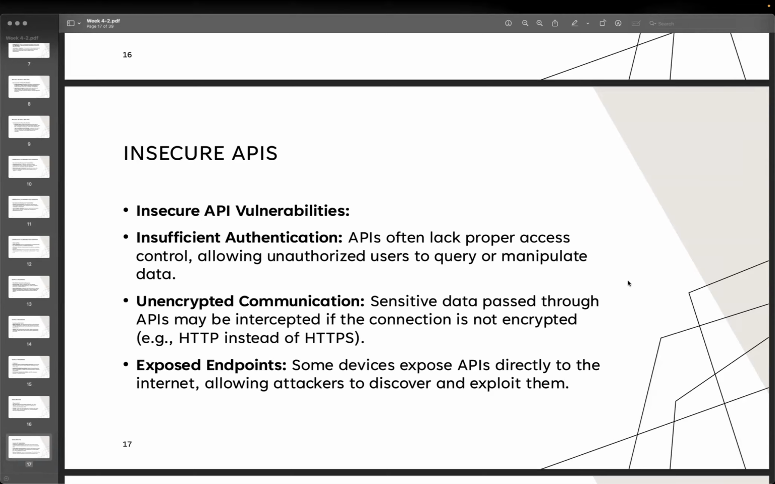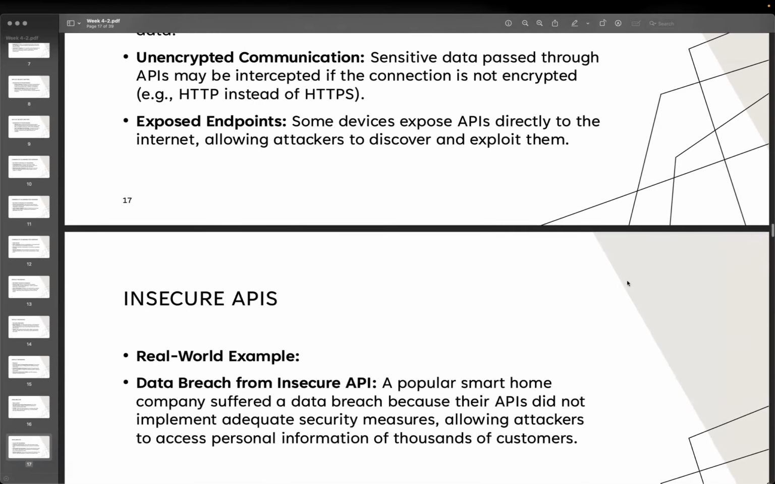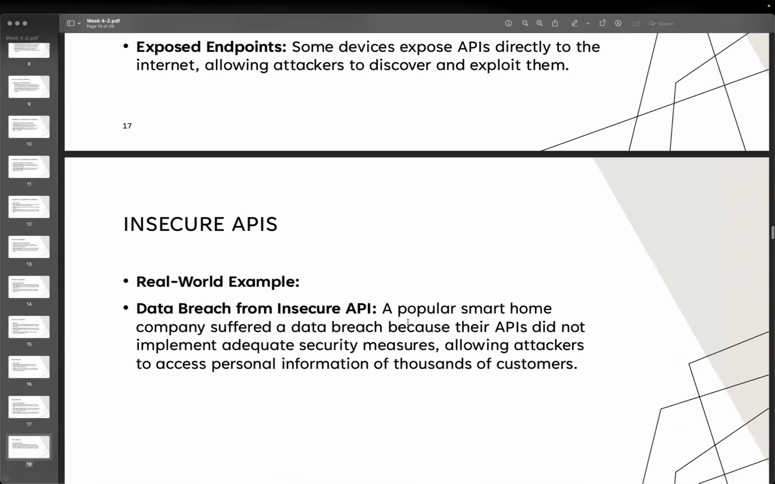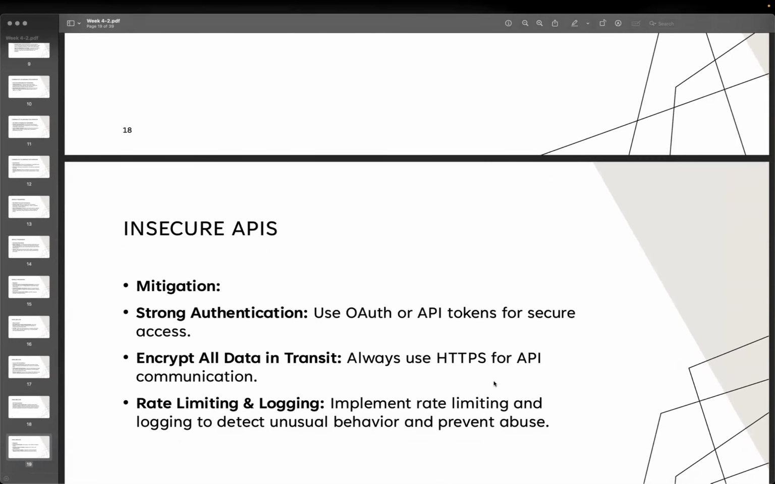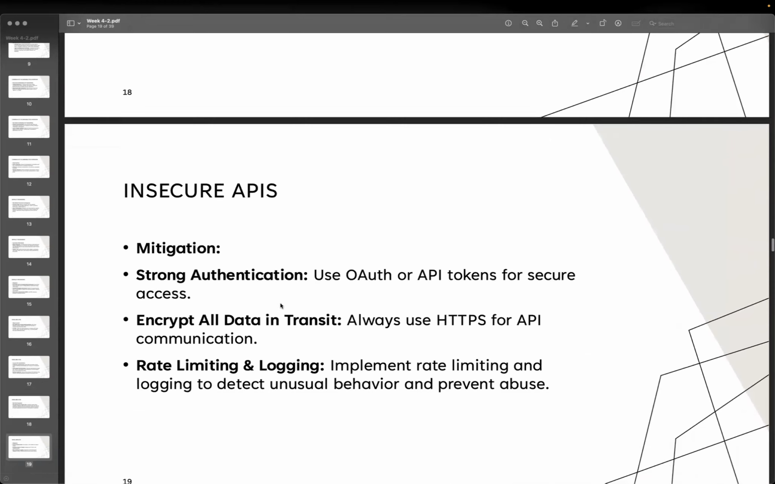And then next is exposed endpoints, because if they aren't secured, the API is exposed directly to the internet, so an attacker can discover all the endpoints directly. There was a pretty common, popular smart home company that suffered a breach because their API didn't implement adequate security measures, so attackers accessed the personal information of thousands of customers. It really happened. And then the mitigation: how can we do that?